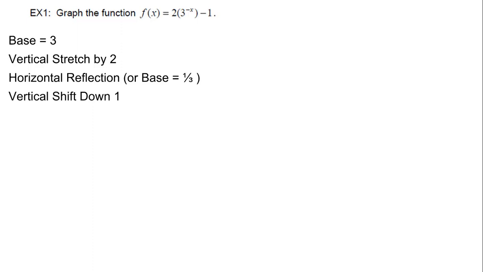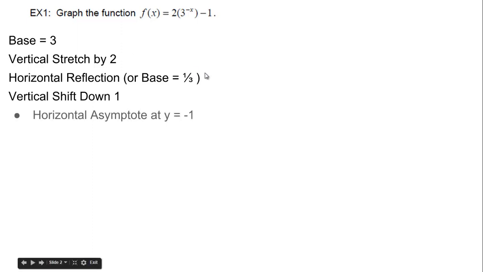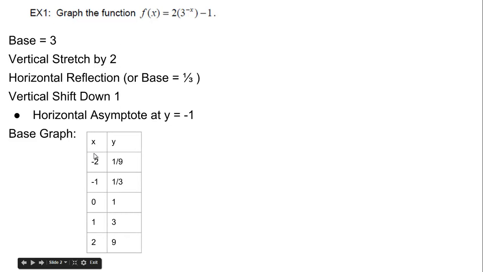Vertical shift down 1. So what we're going to do is start off with the base points. Sorry, the vertical shift down 1 means that the horizontal asymptote, which was at 0, all the horizontal asymptotes are at 0, is going to be shifted down 1. So we start with the base graph, which is the 3 to the x graph. And that has these points. So this is the base graph for 3 to the x. Remember that exponent of 0 will give you 1, exponent of 1 will give you a 3. Now that's not of this graph. I don't want to mislead you here. This is just the base graph before it's undergone the transformations.